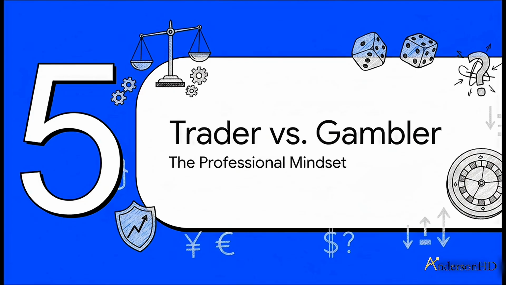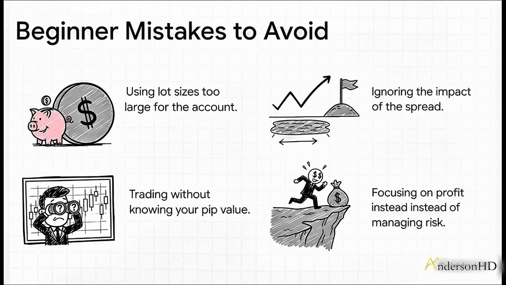Understanding this simple math isn't just a technical exercise. It really gets to the heart of what separates a disciplined, professional-minded trader from a gambler. One is carefully managing these controls, and the other is just pulling a lever and hoping for the best. And these concepts are directly linked to the biggest mistakes that sink new traders. The #1 account killer, hands down, is using a lot size that is way too big for their account balance. Other huge ones are totally ignoring the spread, or even crazier, placing a trade without even knowing how much each pip is worth. It all comes down to focusing on a potential jackpot instead of managing the very real risk.